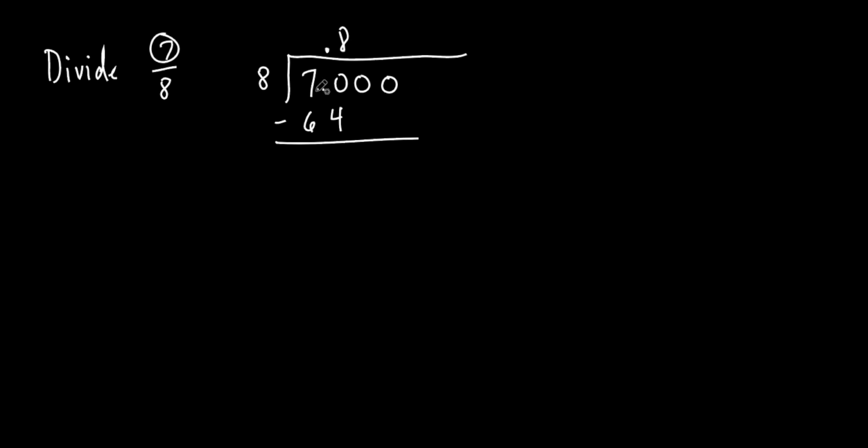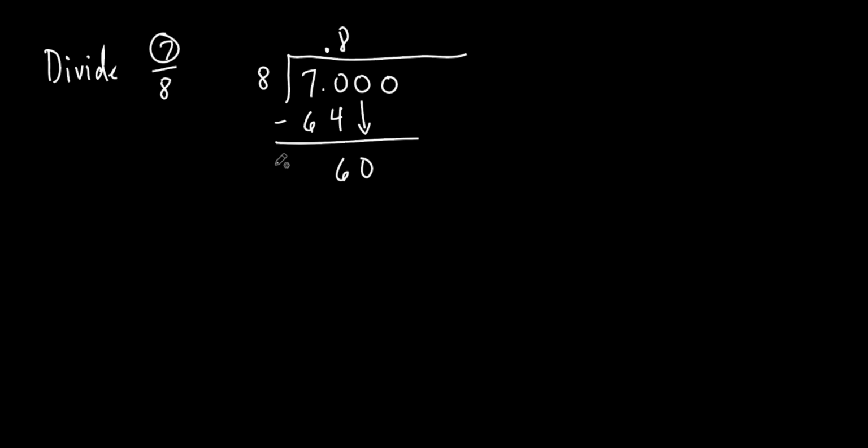Okay, and so we're going to subtract. 70 minus 64 is 6, and what do we do now? Bring down the 0. Everybody good? All right, now you say what? 8, how many times does 8 divide into 60? How many times does 8 go into 60?